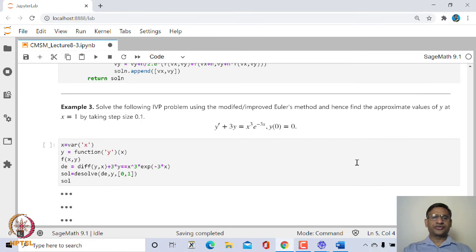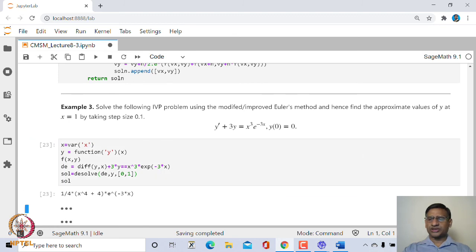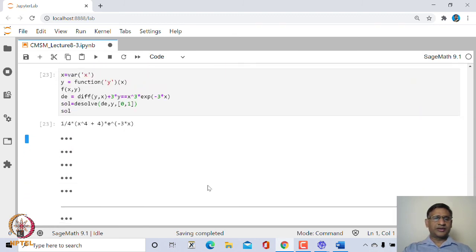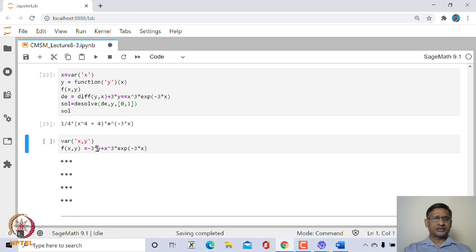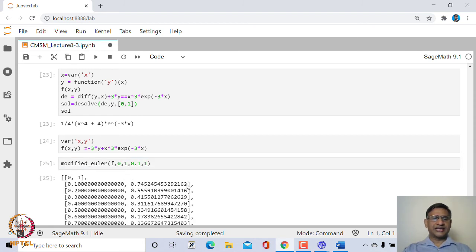So we want to solve the same differential equation using modified Euler's method, so that we can just compare the two solutions. So again this is the analytic solution which we have already obtained. Now let us define f of x, y equal to minus 3y plus x cube into e to the power minus 3x, and then call this modified Euler's method.